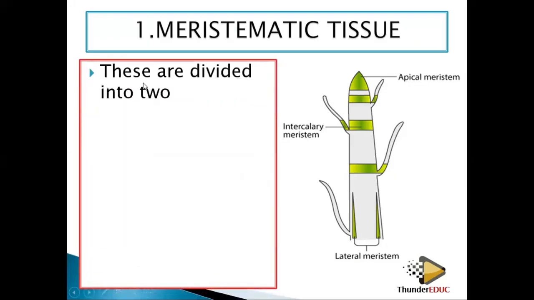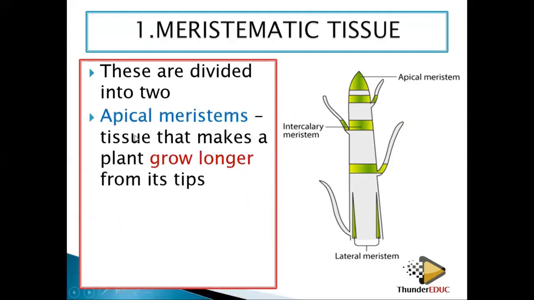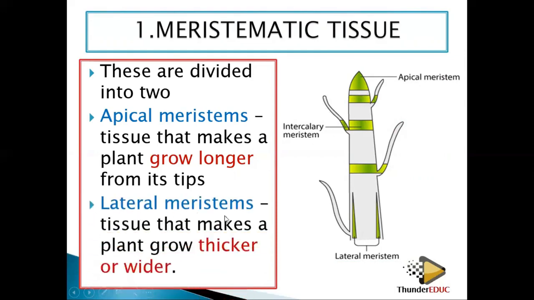So these are divided into two. Number one, apical meristematic tissue that makes the plant grow longer. So if you want the plant to grow taller or longer, then it means that it's the apical. It comes from the apex, as I told you, which means the tip. So if the plant is to grow taller, then it means that the plant is supposed to use what you call apical meristem.